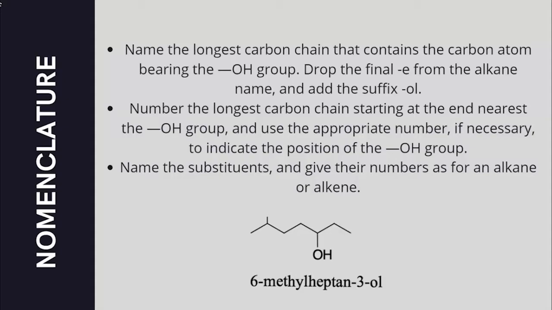The first step is to name the longest chain that contains the carbon atom bearing the OH group. Drop the final E from the alkane name and add the suffix OL. The second step is to number the longest carbon chain starting at the end nearest the OH group, and use the appropriate number, if necessary, to indicate the position of the OH group. And the last step is to name the substituents and give their numbers as for an alkane or alkene.